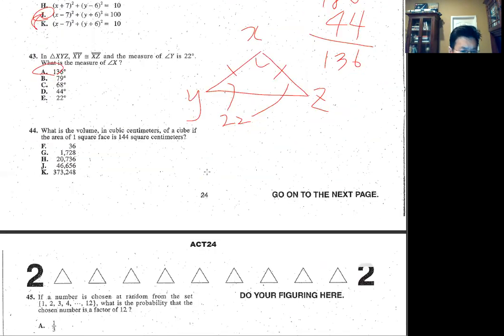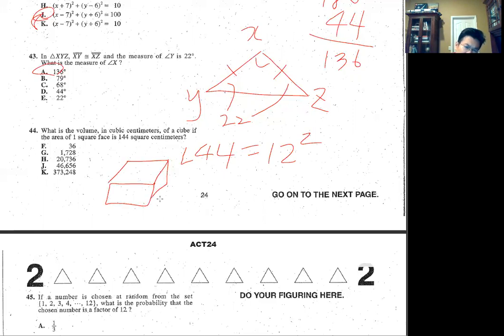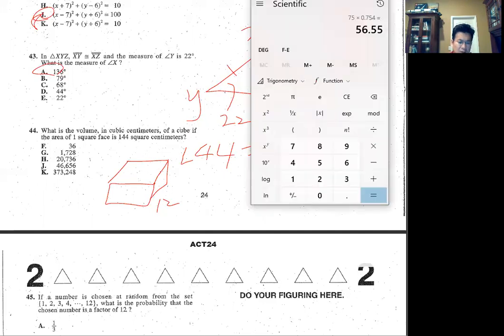And then the volume in cubic centimeters of the cube is, the area of one square base is this much. What is the volume of the cube? Area of one square base is 144, which is 12 squared. That means each edge is 12 right now. So 12, 12, 12 is basically what they're asking.